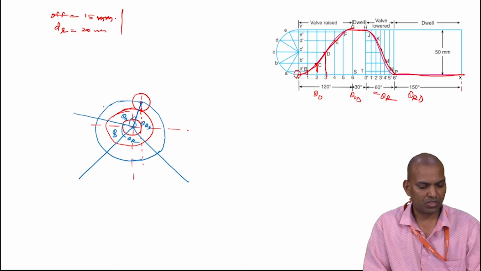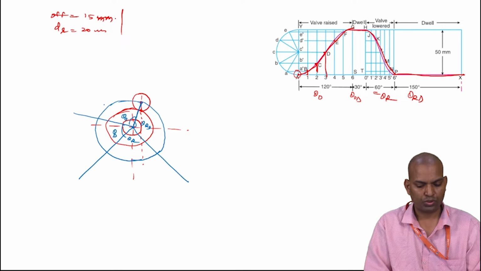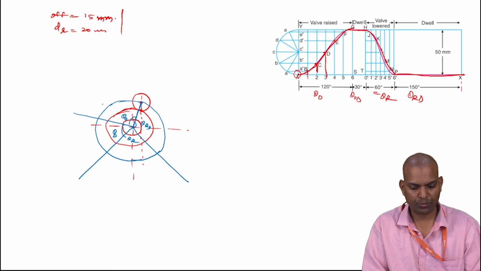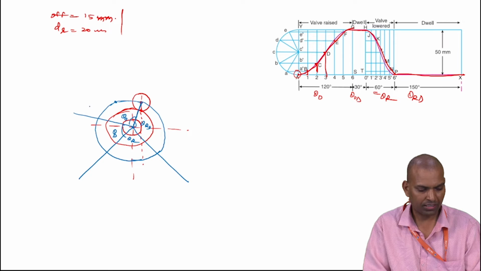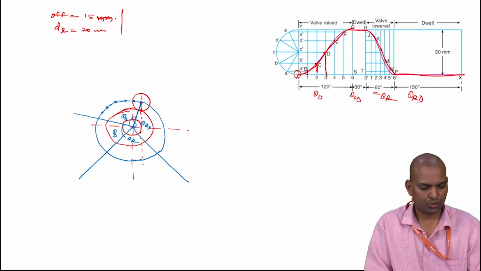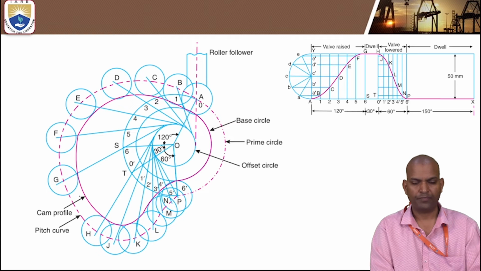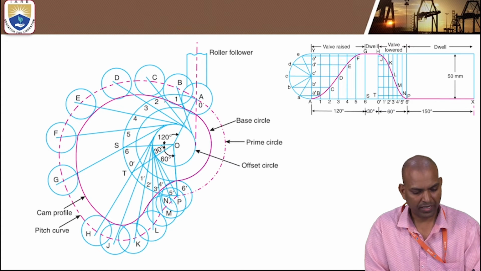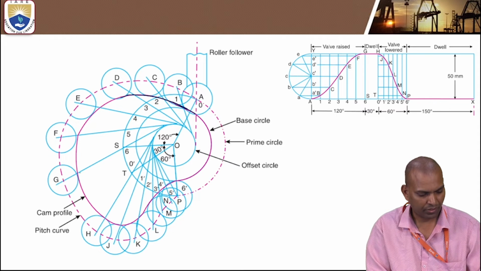So divide this prime circle into 6 parts, an even number of parts. This 120 degrees, that means each point is how many? 20 degrees. Then only 6 parts will come. So give your points 1, 2, 3, 4, 5, and 6. This is the shape. The cam profile, the red color represents the profile of the cam.